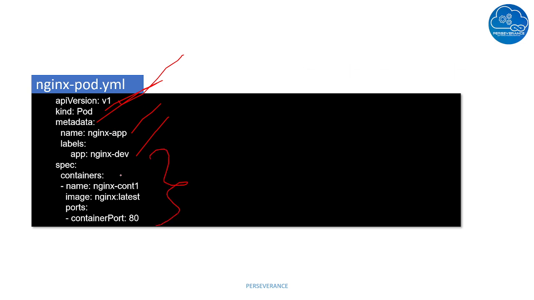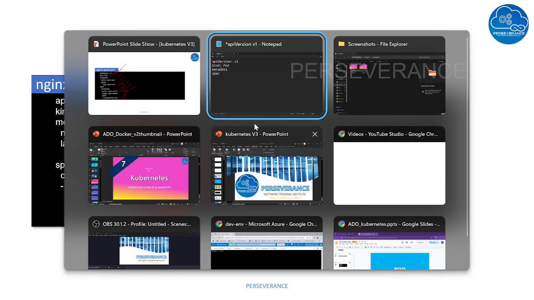Then spec is all about the specifications of your pod. How many containers will run here, what is the name of the container, what is the image the container uses, what are all the ports the container uses, all about that. We'll deploy this in the next video.